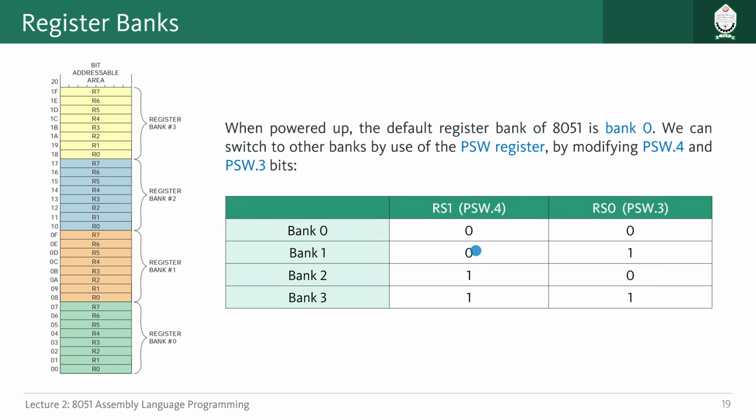So if we put values in both RS0 and RS1, this is the LSB and this is the MSB. If both of them are 0, we have selected bank 0. If 01, bank 1; 10, bank 2; 11, bank 3. In this way, we can select from bank 0 to bank 3 by changing the value of RS1 and RS0, which are part of the PSW register. So how do we actually change them?